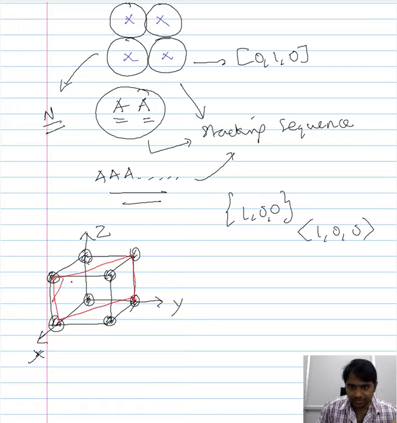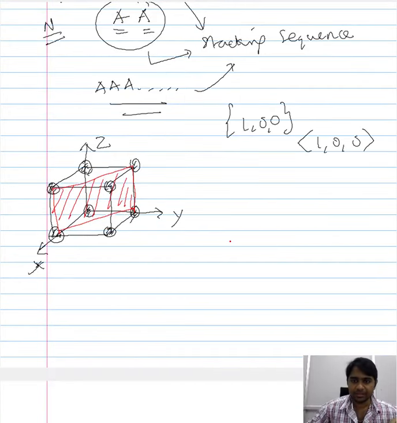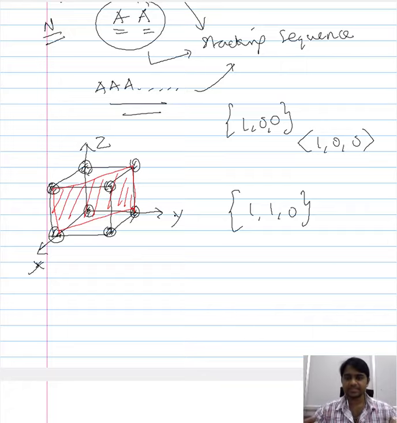So this plane here can be represented by the intercepts it makes. It makes an intercept at a and a on the x and y axes, and it makes an intercept at infinity along the z axis. You take the reciprocal of it, factorize it, and you end up having a family of planes that can be represented by 1, 1, 0. Now let us try to consider the stacking sequence of atoms along the 1, 1, 0 family of planes.